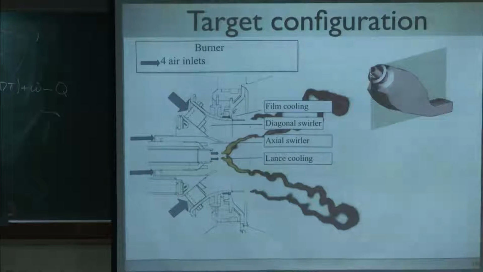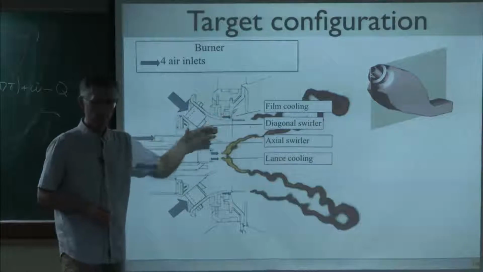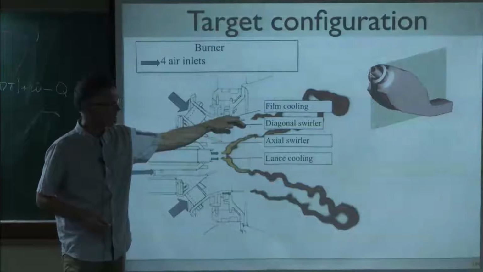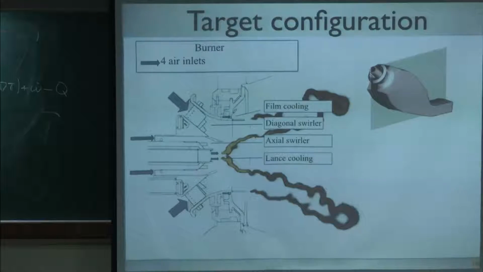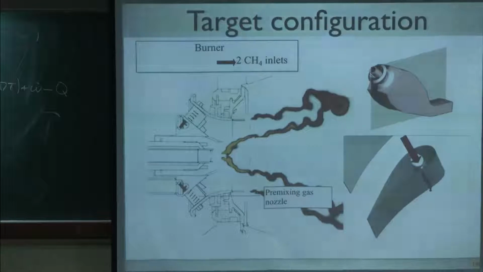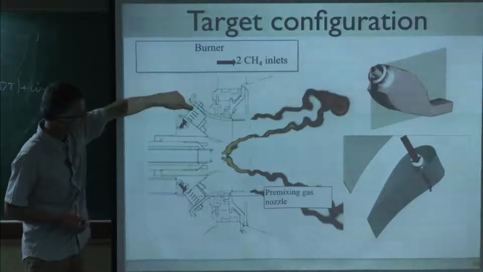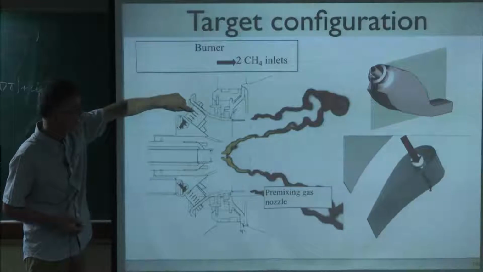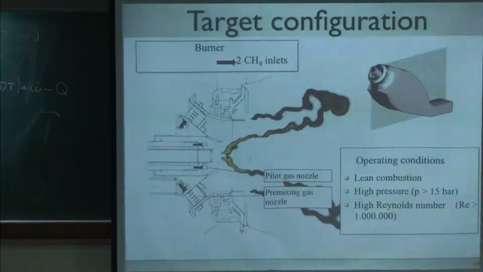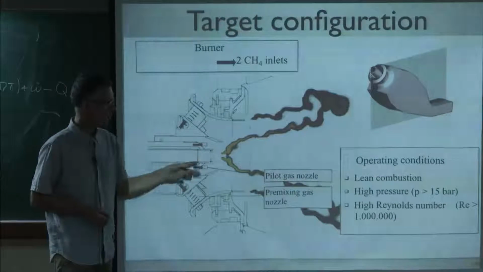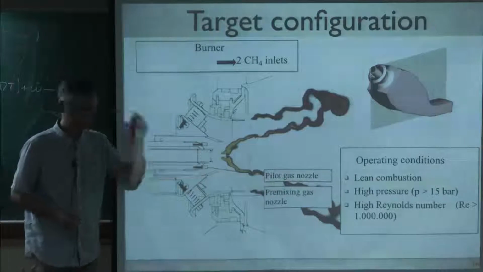You also cool the walls. That's another problem. Between the walls and the flame, there's some air coming in, and that's needed for the burner, but for the modeling, it's what you're going to do with this air. And you inject gas. Here in the diagonal swirlers, there are small holes which inject gas, but you also inject gas here in what they call the pilot gas nozzles. And in certain regimes, this is activated.